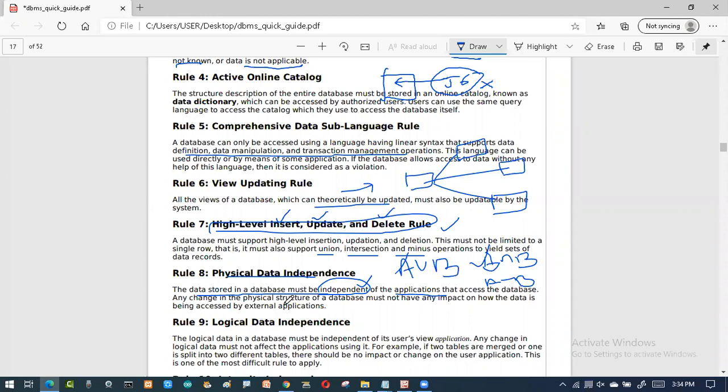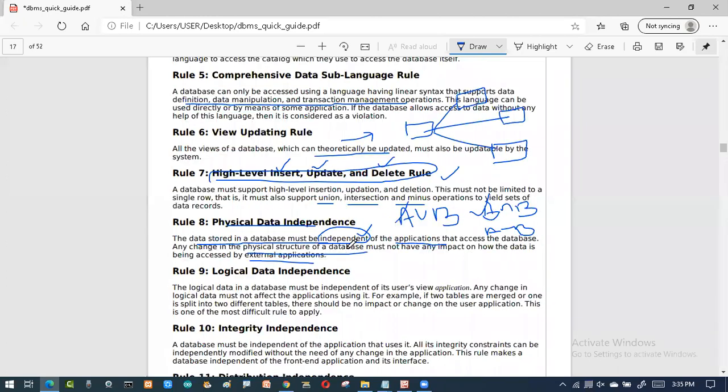So any changes that I make in the physical structure should not impact how the data is accessed by the external applications. Whichever applications you are using, whether retrieving, updating or deleting data, you are using some GUI to access the data. Whatever you are doing should not disturb the physical structure. Whatever applications you use for connecting to the database should not disturb your structure.